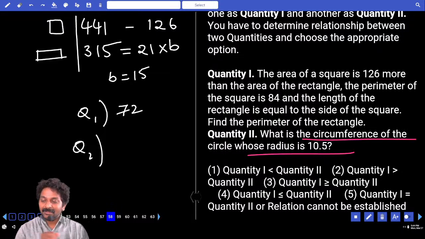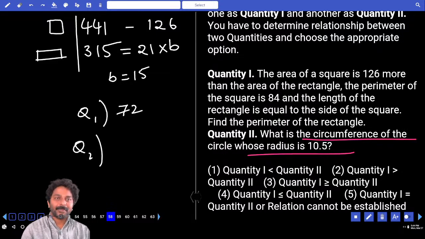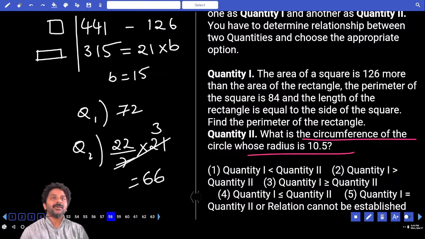So, circumference 2 pi r. Can we also write it as pi d? Pi 22 by 7 into diameter. If radius is 10 and a half, diameter is 21. 3 times 66. Q1 more than Q2.